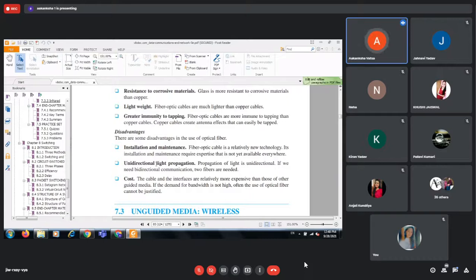So for bidirectional communication you need two fibers to be present, and that adds to the cost. The cable and the interfaces, everything, are relatively more expensive, but the bandwidth is very high. So if the demand is not for higher bandwidth, you can still go with the coaxial cable or twisted pair. Only if some organization needs very high data bandwidth and higher data rate can it invest in such expensive networks through fiber optic cables.